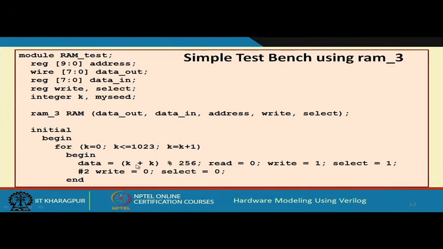So, when you store something in the data, you activate read equal to 0, write 1 and select 1, so that this data will get written into the corresponding memory location. So, this gets written.